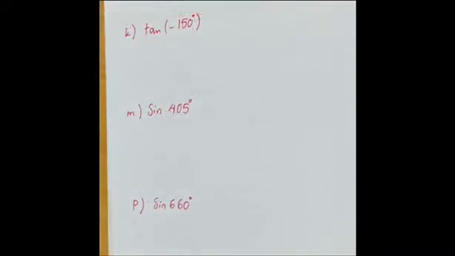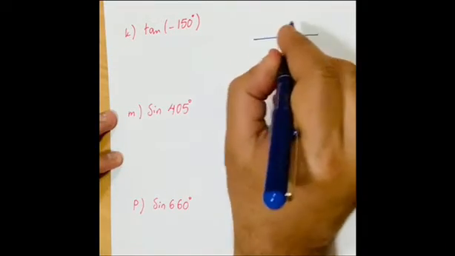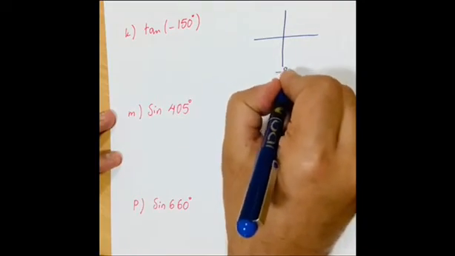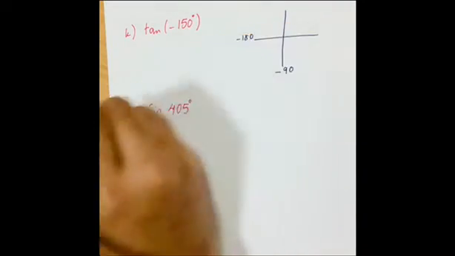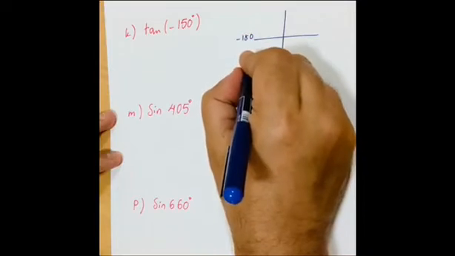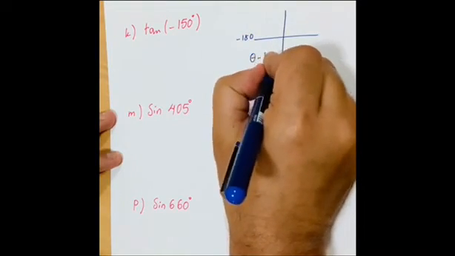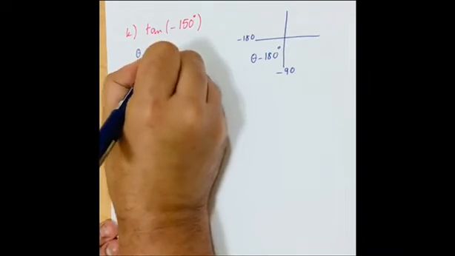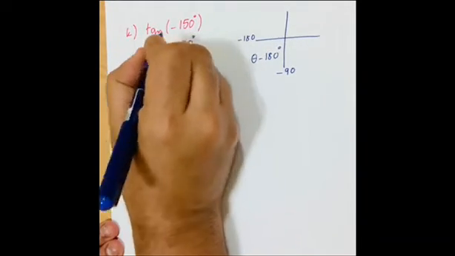Now, let's continue the same question. Tan of negative 150. Negative 150 is on the negative range, from negative 90 to negative 180. The expression here is theta minus 180. So we do theta minus 180 is equal to negative 150.